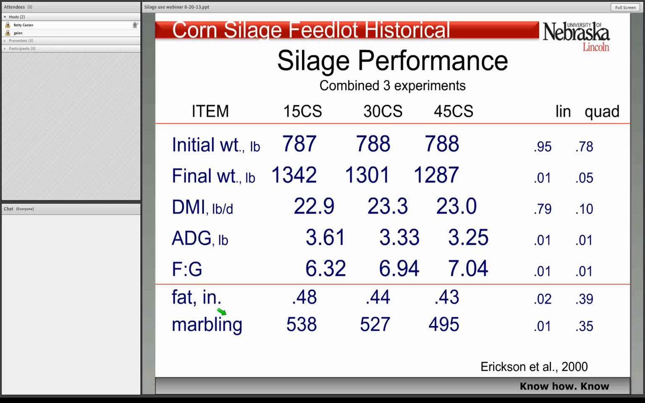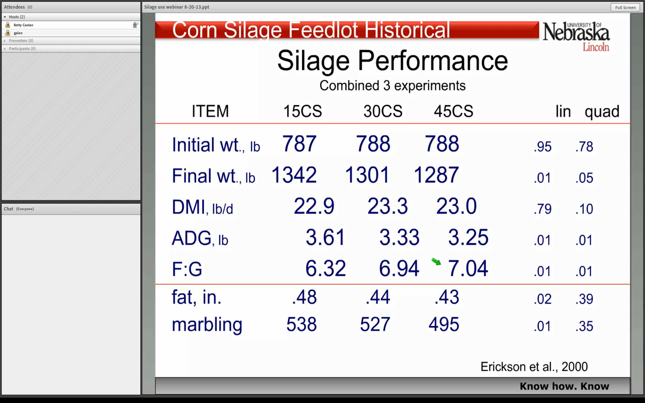This is some data across 3 different experiments with yearling cattle. This is the average of those 3 experiments. We fed 15% corn silage in the diet, which would be a very traditional roughage level fed to grain-finished cattle, 30 or 45% corn silage, and this is back in the late 90s. And again, we saw a little bit of a change in intake, maybe if anything a little increase as we added silage to the diet. Gains decreased and conversions got poorer. And so again, that's not dramatically different than Goodrich.